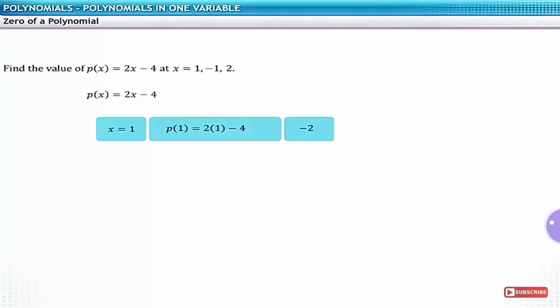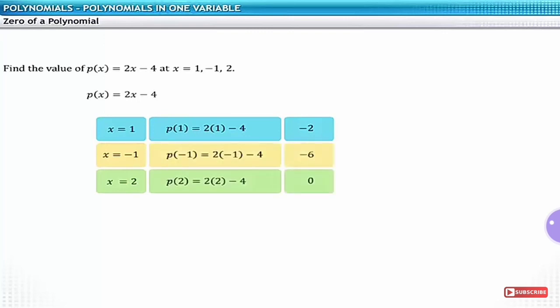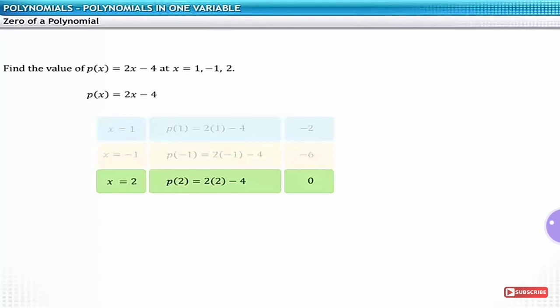Similarly, the value of the polynomial for x is equal to -1 and x is equal to 2 is -6 and 0 respectively. Value of the polynomial is 0 when x is equal to 2. Therefore, 2 is the zero of the polynomial p of x is equal to 2x minus 4.